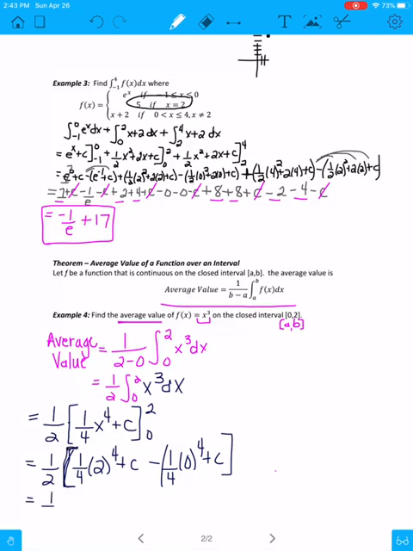So we're going to get 1/2. 2 to the 4 is 16. 16 times 1/4 is like 16 divided by 4, which is 4, plus c minus 0 minus c. And so I just get technically a half times 4, which is 2.